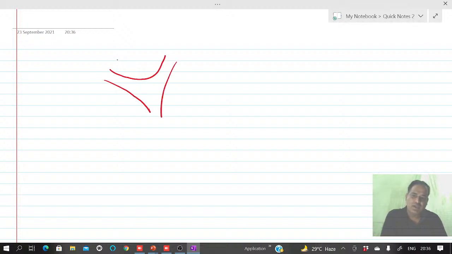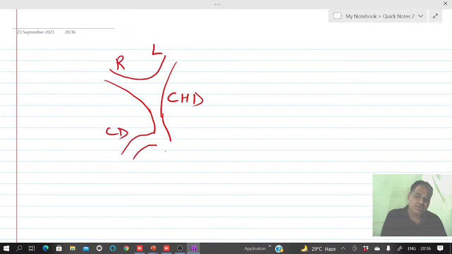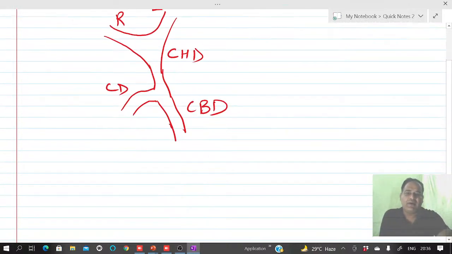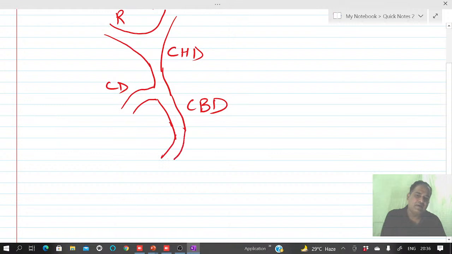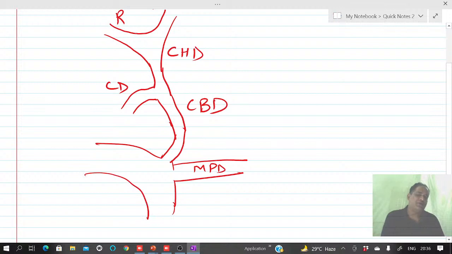So you see, this is the right hepatic duct, left hepatic duct. This is the common hepatic duct. And let's say this is the cystic duct. Now, when the cystic duct meets the common hepatic duct, it forms the common bile duct. Now, the common bile duct along with the main pancreatic duct opens into the second part of the duodenum. And you know from your knowledge of anatomy that there is a sphincter here.